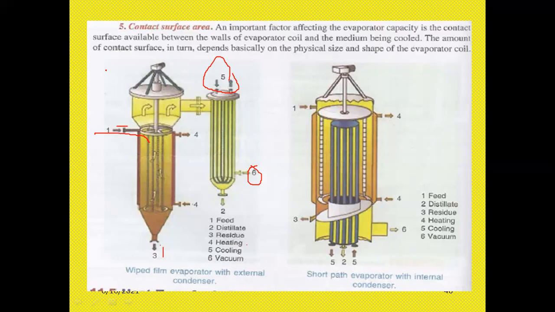Next, coming to the short path evaporator with internal condenser. See where the internal condenser is located. The feed is given at the bottom. Next, the distillate is shown at option 2 downwards. Option 3 is the residue, heating, cooling, and vacuum. So these are the various techniques used for this process. Next, did you understand the figure?